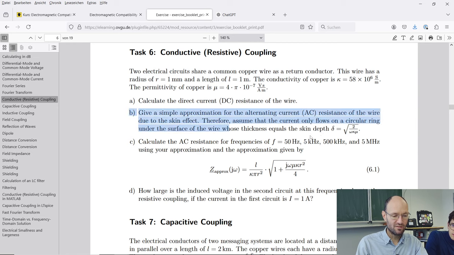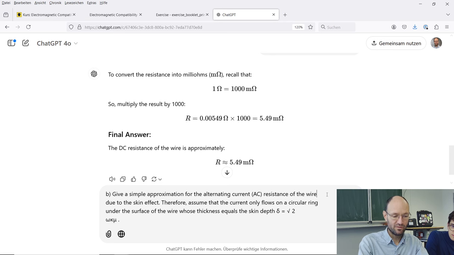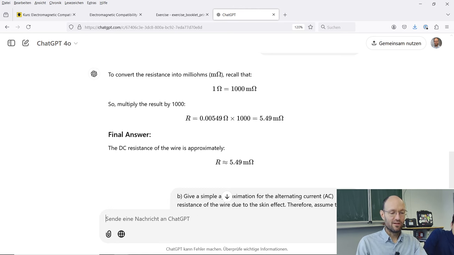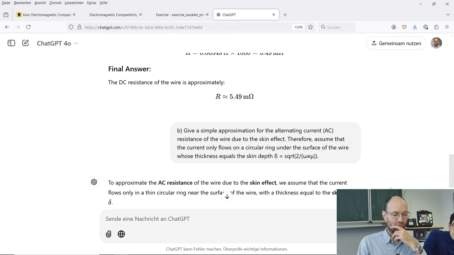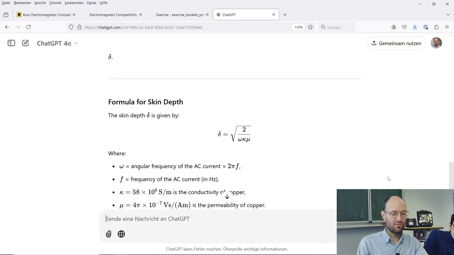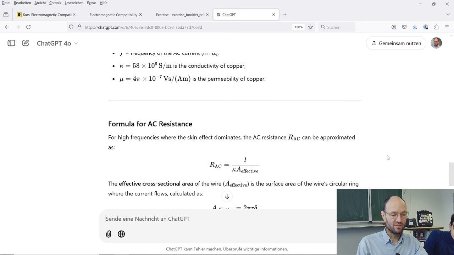Okay, so now I would say this can be a pretty hard task. So give a simple approximation for this alternating current thing. And so here we have the square root. Maybe I should write this as square root of 2 divided by this and so on and so on. Okay, now I'm curious what will happen. So it repeats this formula for the skin depth and explains to us what the values are that we use there.